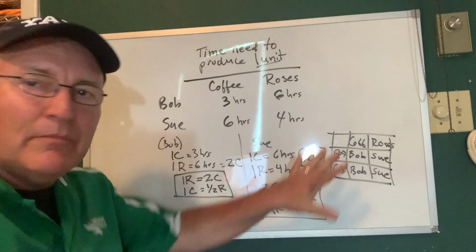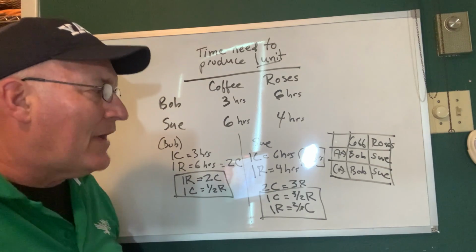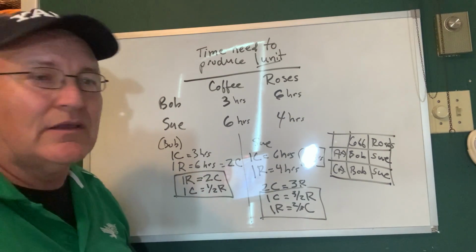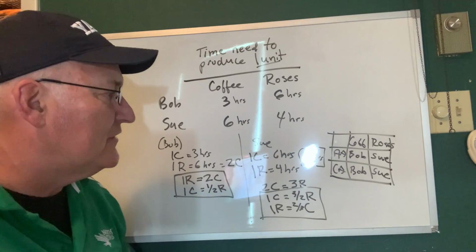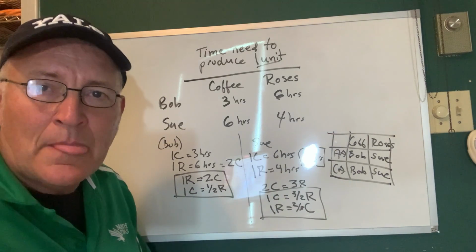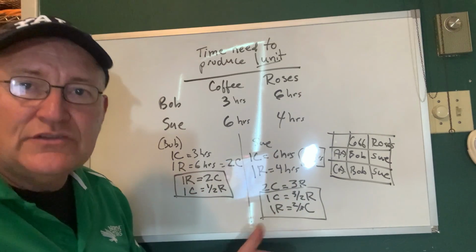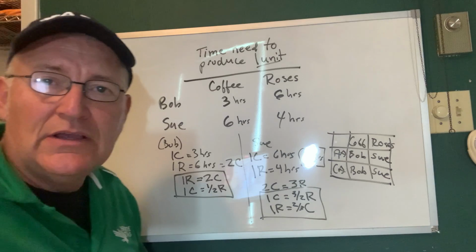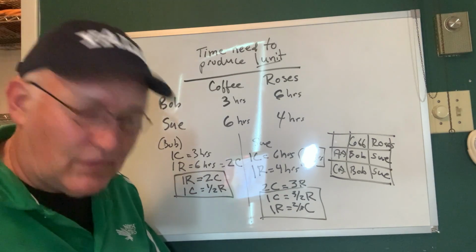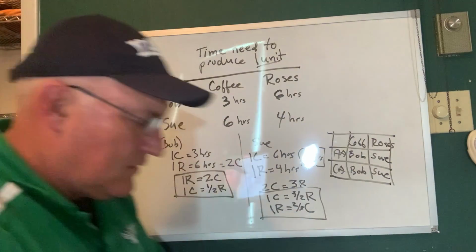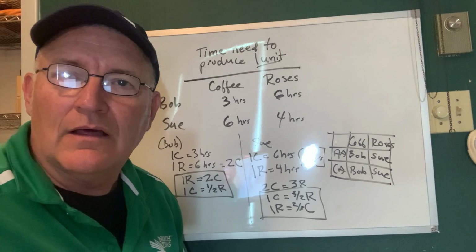Now that we have the matrix figured out, it's easy to answer questions like: Bob has a comparative advantage in coffee. Sue has an absolute advantage in roses. If they were going to specialize, Bob would only produce coffee, Sue would only produce roses. And that's how that works. So that's number 1. Actually, I'll stop here and then I'll give you the other one.